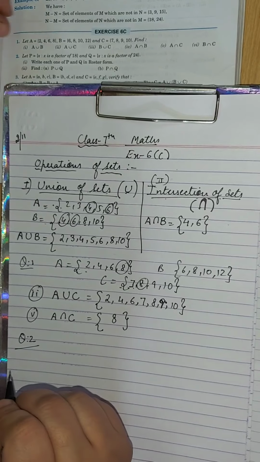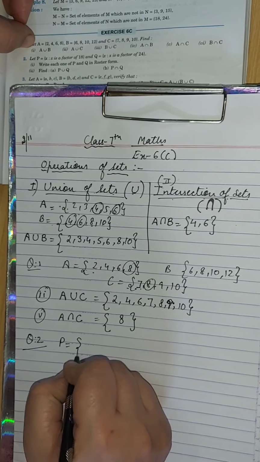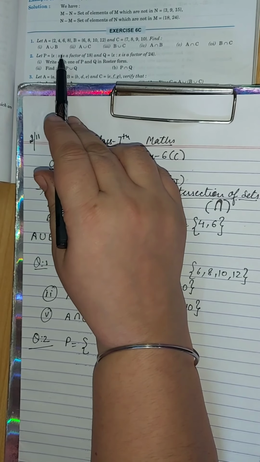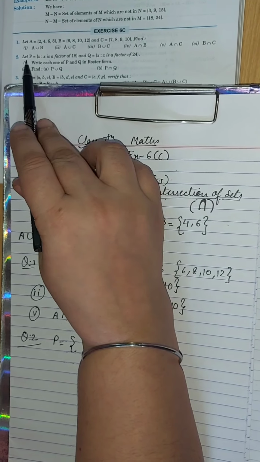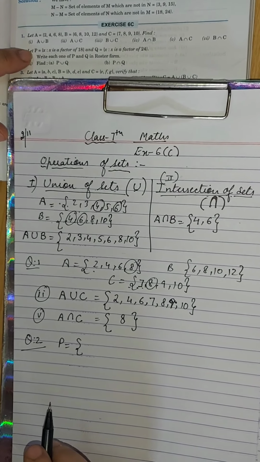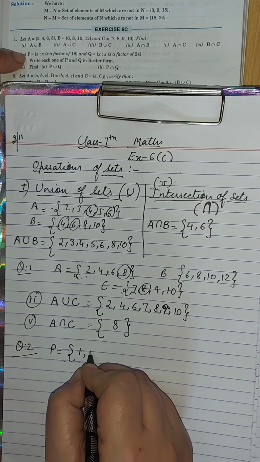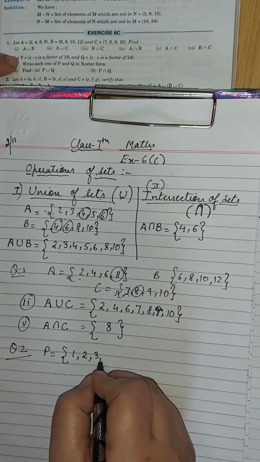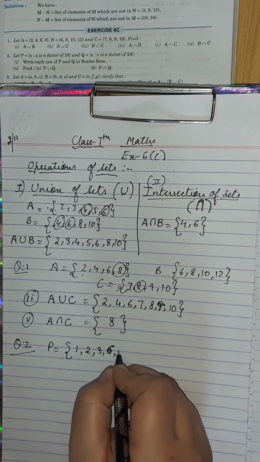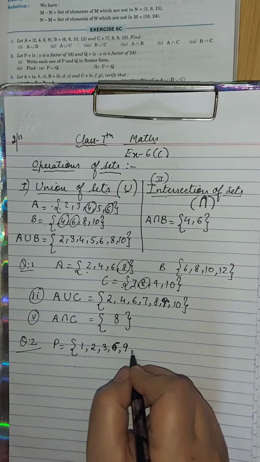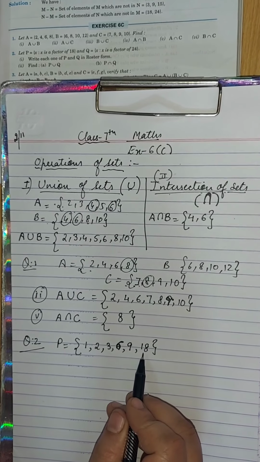Now we will move forward to question number 2. In question number 2, two sets are given, P and Q. P set is given in set builder form. X is a factor of 18. First we have to find elements of P set. P set के elements क्या होंगे? इन्होंने कहा factor of 18. So it will be 1, 2, 3, 6, 9 and 18.